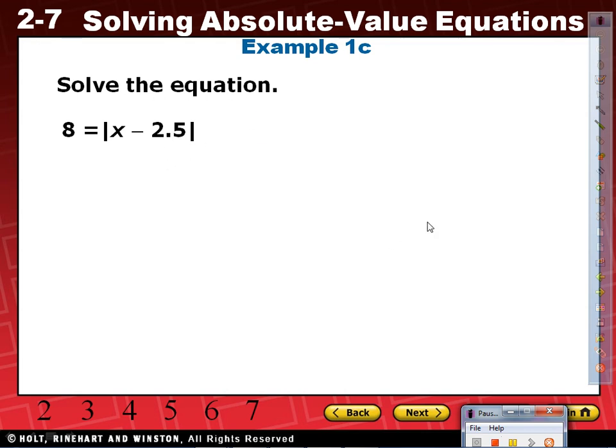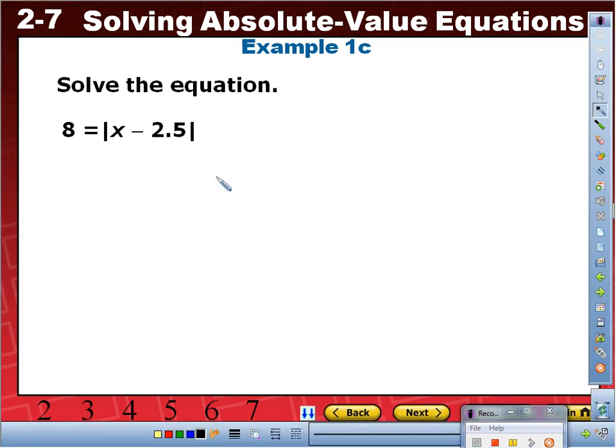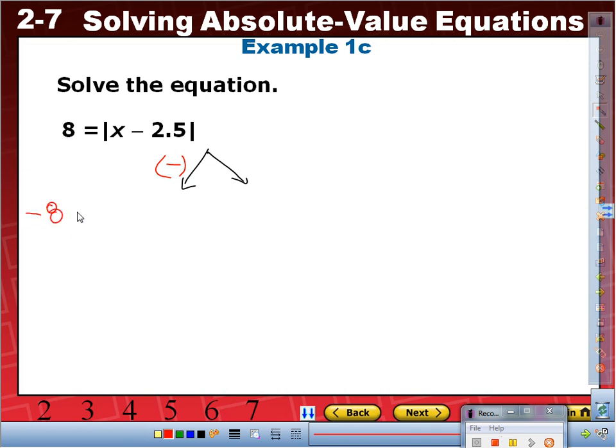So from this point, I sketch my two arrows, one of them for the negative. And what's my negative number? Negative 8. And I write whatever is inside of the absolute value. What is inside of the absolute value? x minus 2.5. And whatever I do for the negative, I do for the positive. The positive is 8. And then I'm going to write x minus 2.5.